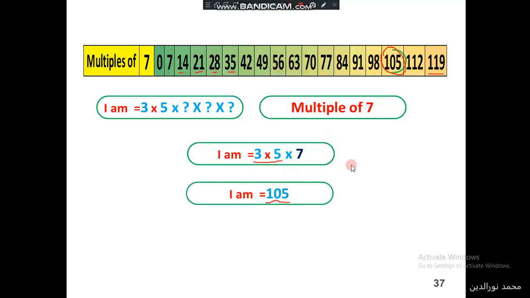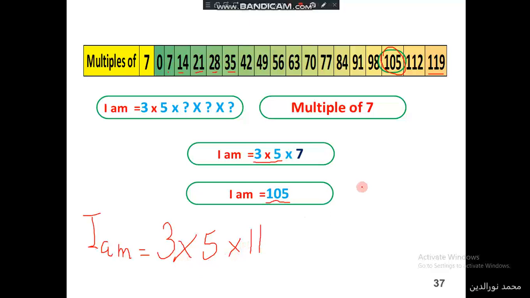So in this case we have solved this problem. I'm 105. Is there any other solution or choice? So 3 times 5 are obligatory factors, and we could put some prime number other than 7, like 11. Does it work?